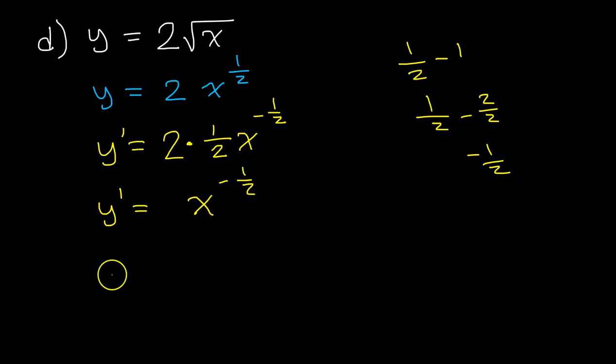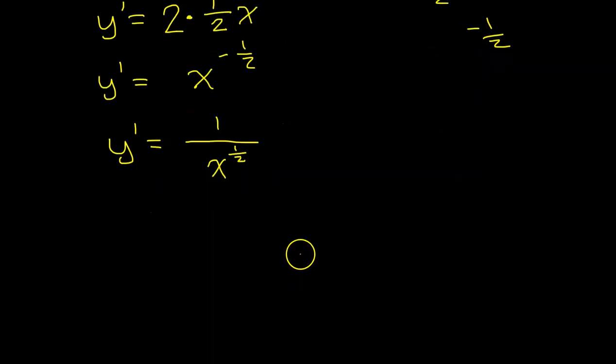Don't leave it like this. So we will have y prime equals, because of the negative exponent, that means we need to drop this down to the denominator. So we're going to have 1 over x to the positive 1/2 power. Once we drop it down, the power becomes positive.